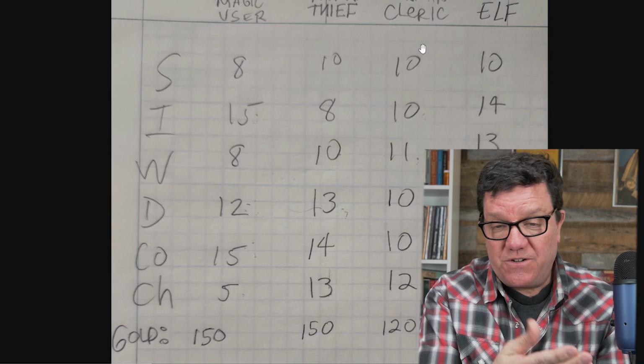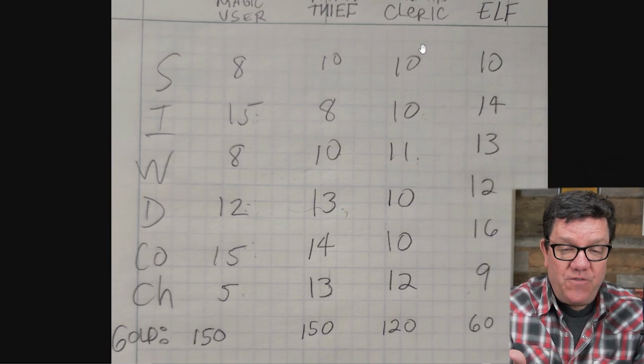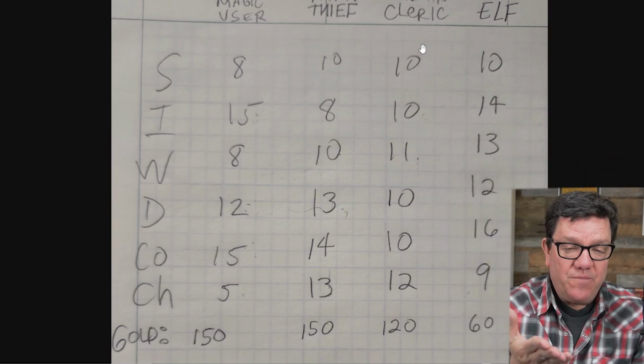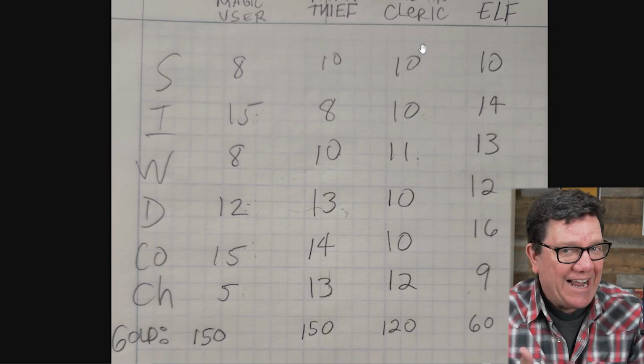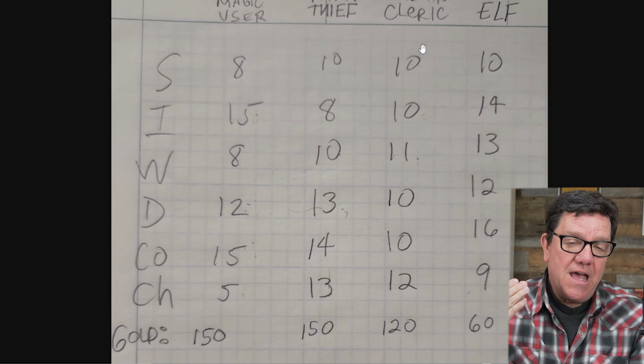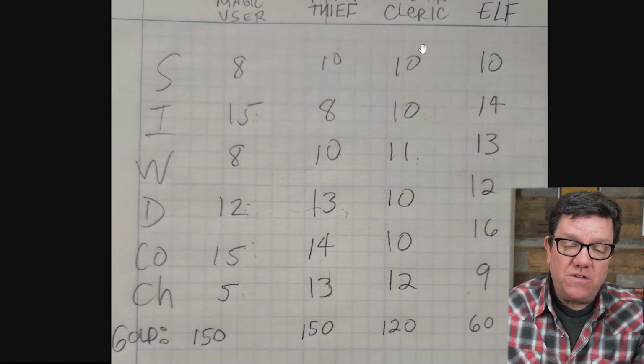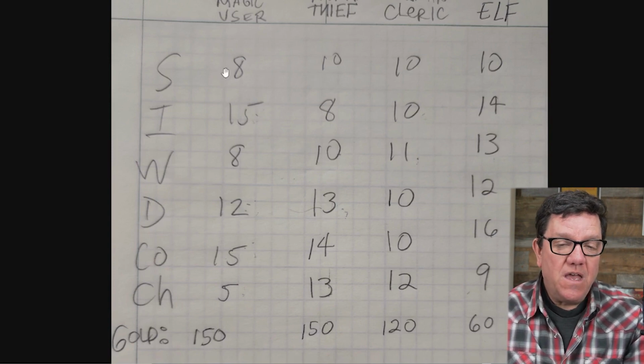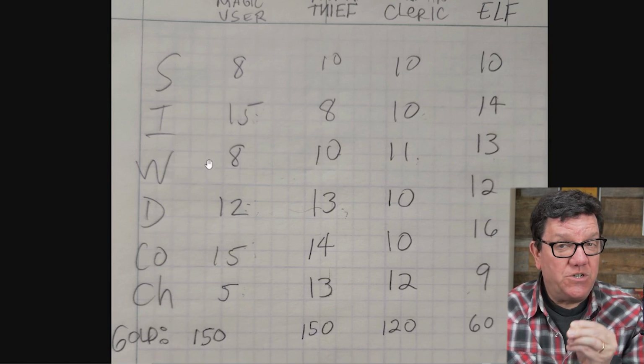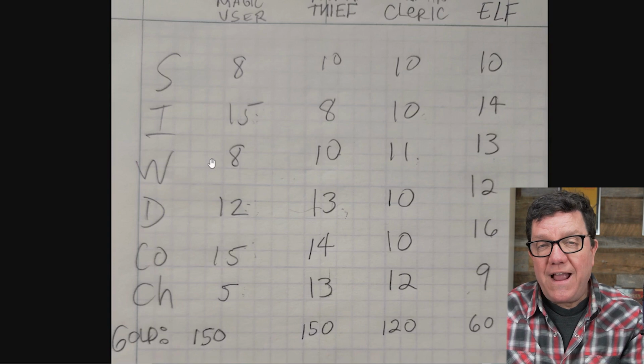And as you can see, the first character, 8 strength, I had 15 intelligence, 8 wisdom, 12 dex, 15 con, which is nice, and a 5 charisma. People are not going to like this guy, right? He's ugly. Here's the thing. You can also adjust attributes in the first 3. You can take away from the first 3, strength, intelligence, and wisdom, but you can only add them to the prime requisite of whatever class that you're doing.